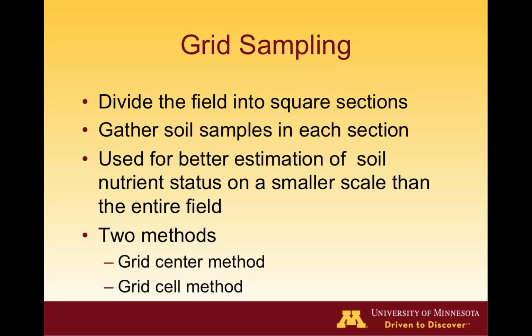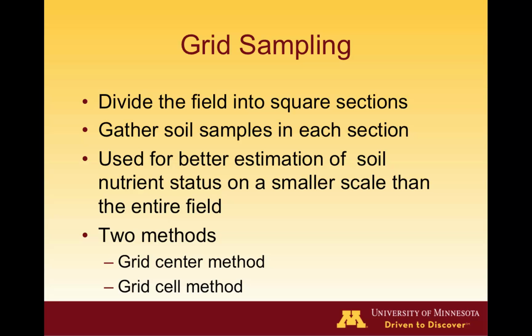So next is grid sampling. Grid sampling divides the field into square sections and gathers soil samples in each section. Grid sampling is used for better estimation of soil nutrient status on a smaller scale than the entire field.